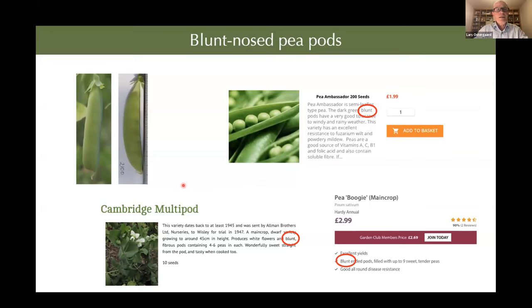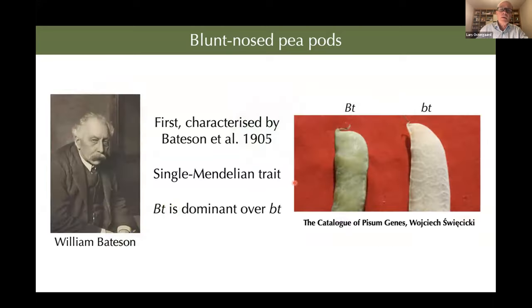But also, there seems to be an association between disease resistance and bluntness as well, which is something that I don't think is understood exactly, how that association occurs. But again, this is a trait that was already remarked upon by William Bateson back in 1905.